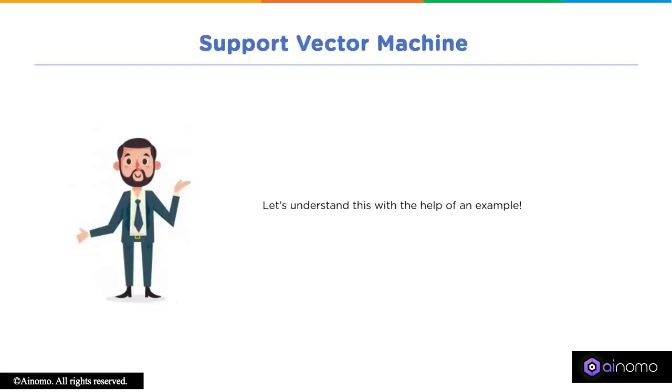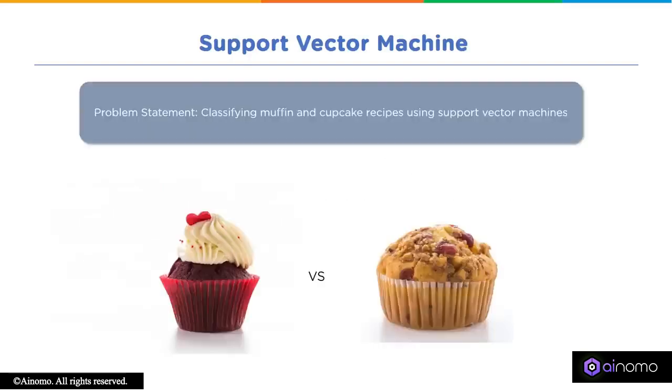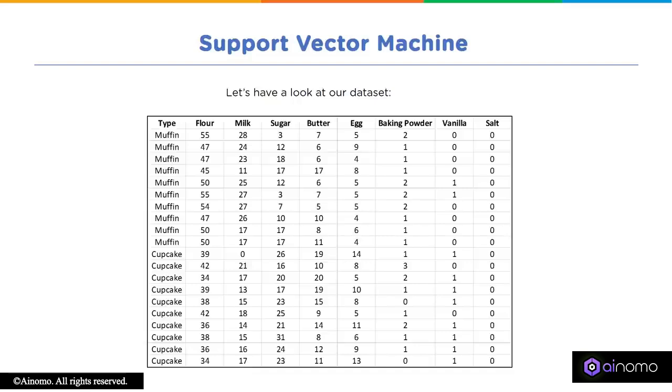Let's understand this with the help of an example. Problem statement. I always start with a problem statement when you're going to put some code together. We're going to do some coding now. Classifying muffin and cupcake recipes using support vector machines. So the cupcake versus the muffin. Let's have a look at our data set. And we have the different recipes here.